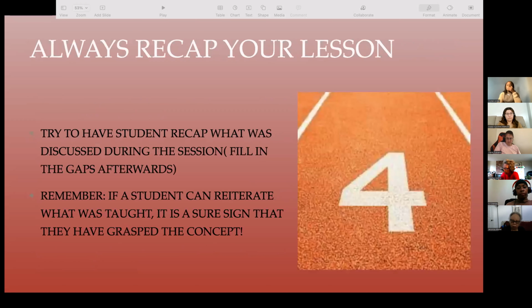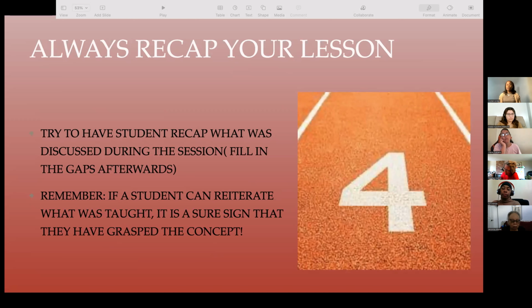Number 4 is always recap your lesson. With the students I've worked with who have learning disabilities, I always have them recap the lesson. At the end of the lesson, I might say, okay, Bob, we went over conflict and resolution. What can you tell me about conflict and resolution? Give me 3 pointers. If they're stumbling on certain parts that I know we went over during that hour, I'll fill in the gaps afterwards. But definitely see what they retain throughout the lesson.